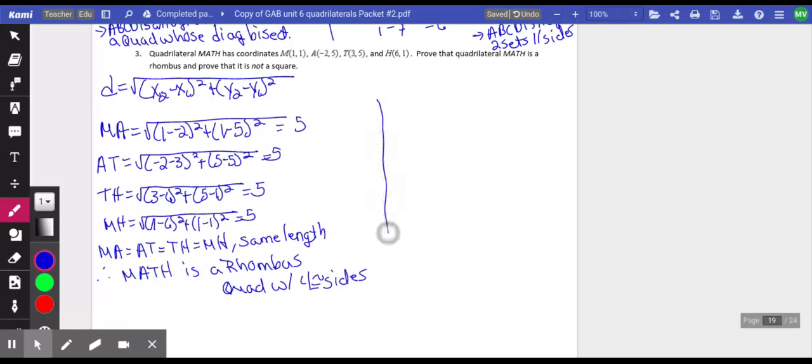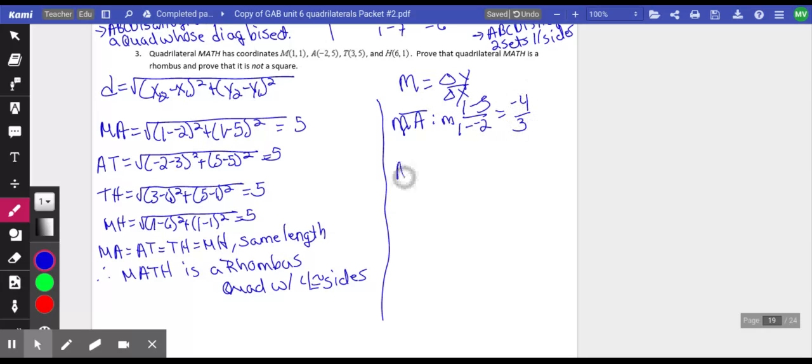Now, to show that it's not a square, what I need to show is that either the diagonals aren't the same length or that there's no right angle. I'm going to choose to do the slope, which is delta y over delta x, and I'm going to find the slope of two adjacent sides to see if they are perpendicular. So I'm going to do MA. The slope of MA is 1 minus 5 over 1 minus -2. So that's -4 over 3.